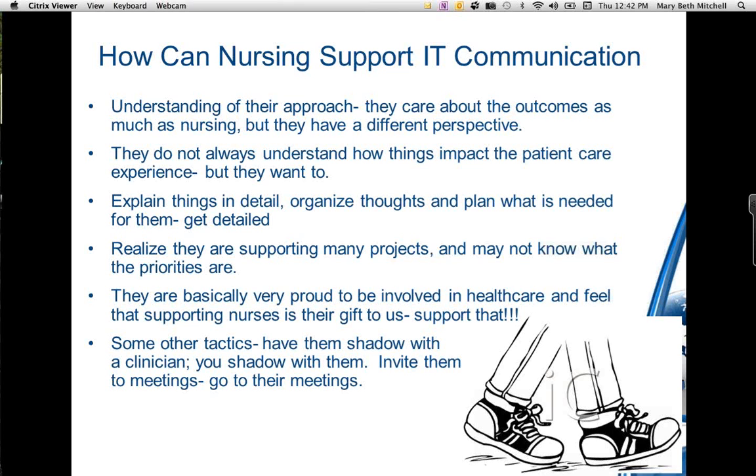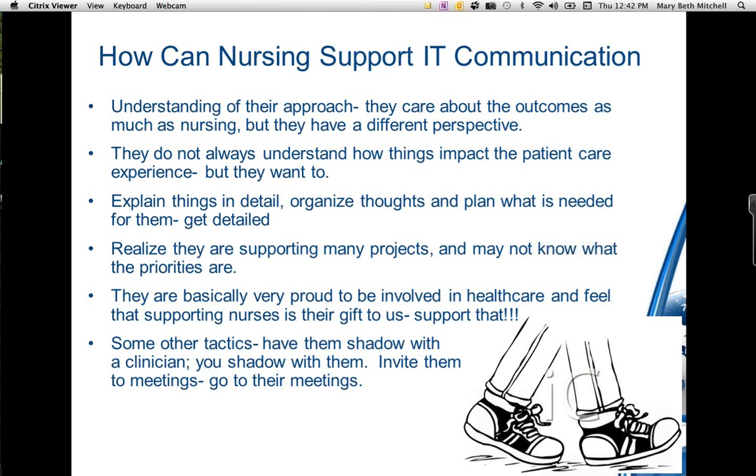We also need to realize that they're supporting many projects, and they may not know what our priorities are. So they're prioritizing based on resources, allocation of resources, cost, and they don't necessarily know what our priorities are unless we tell them. And again, they're very proud to be part of healthcare, and they feel that supporting nurses and clinicians is their gift to us, and that they really want to support us in that.